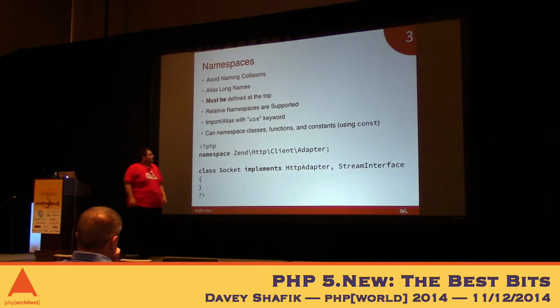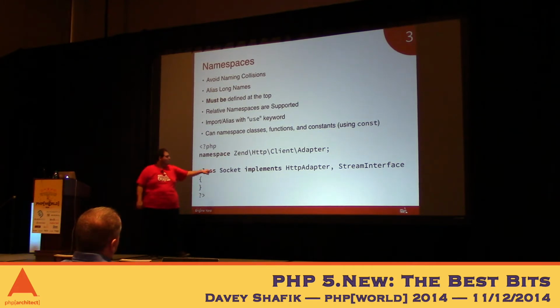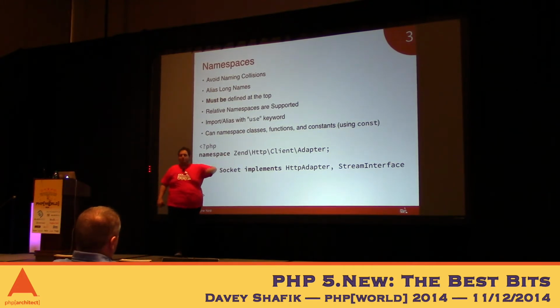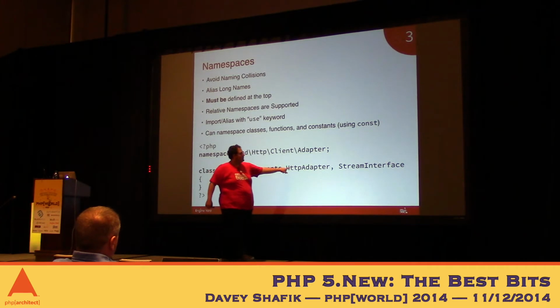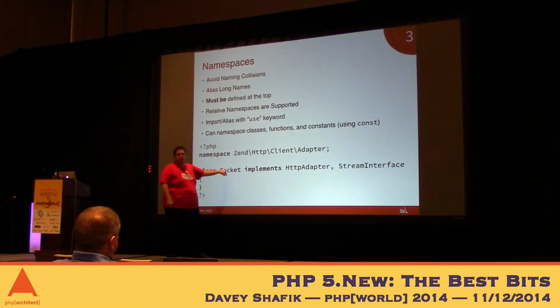So this is what it looks like. This is part of Zend Framework. So namespace Zend\Http\Client\Adapter. Class Socket implements HttpAdapter, StreamInterface. So these two interfaces are within this namespace. So this is a relative path, and the full name of this class is Zend\Http\Client\Adapter\Socket.